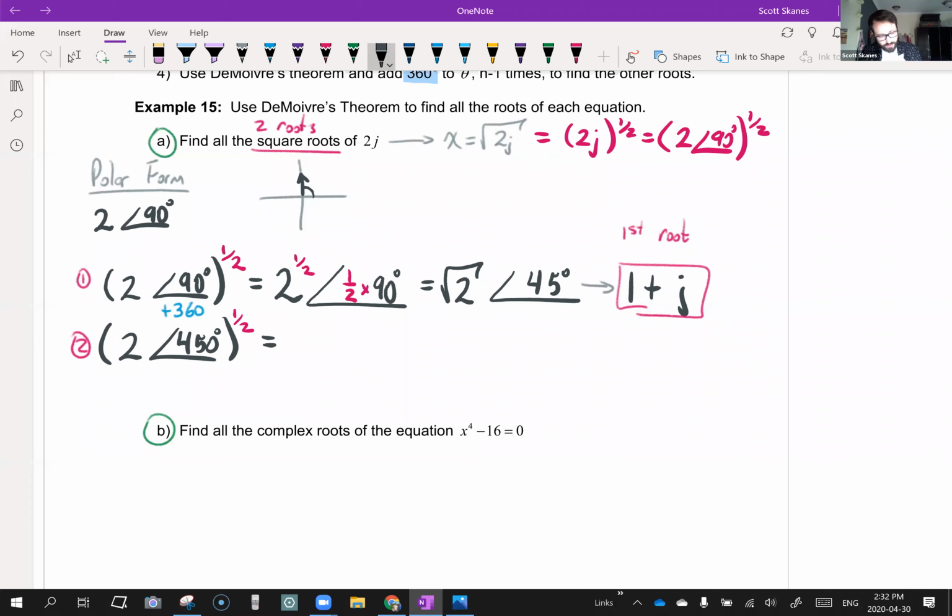It's still going to be 2 to the power of 1/2. The difference is the angle. It's half of 450 this time. And that's root 2 angle, what's half of 450? 225, thank you, Abdul. 225.